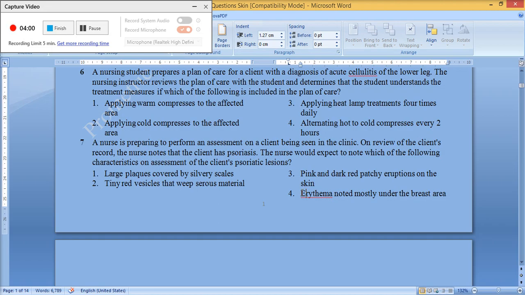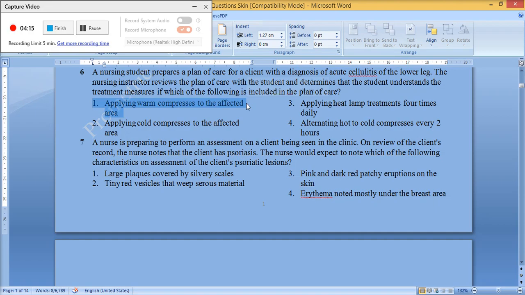3. Applying heat lamp treatment 4 times daily. 4. Alternating hot and cold compress every 2 hours. Answer 1. Applying warm compress to the affected area.